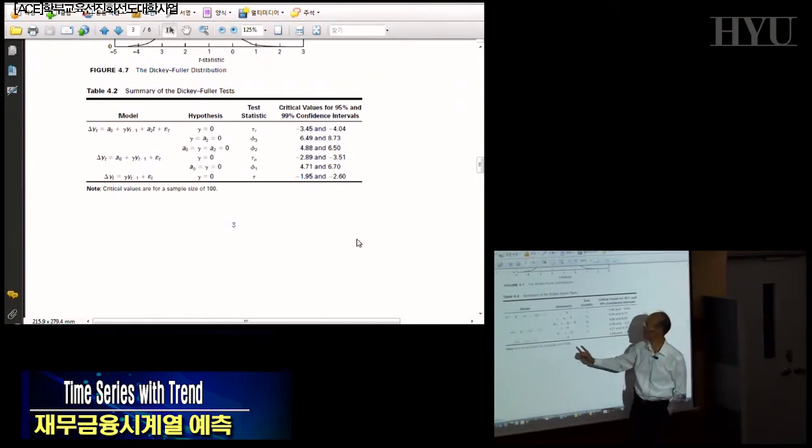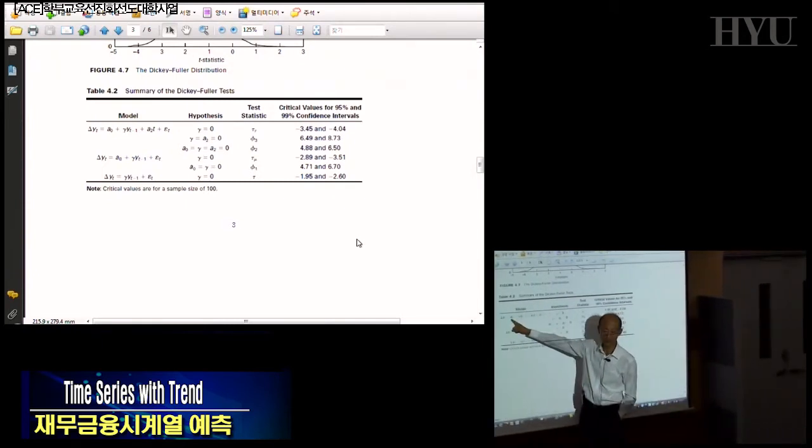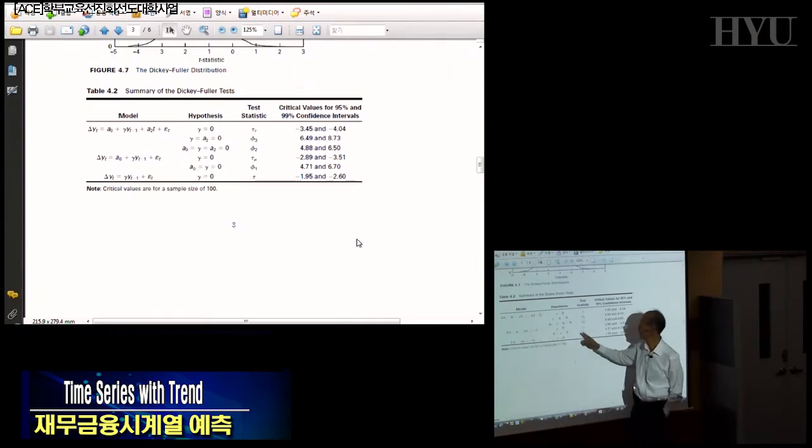If you want to test whether this intercept term is 0, this is 0 and this one is 0, all 3 are 0 at the same time, so delta yt equals simply epsilon t. You need to calculate something called the pi 2 statistic. So, joint hypothesis. And these are all simulated critical values computed from that kind of simulation.